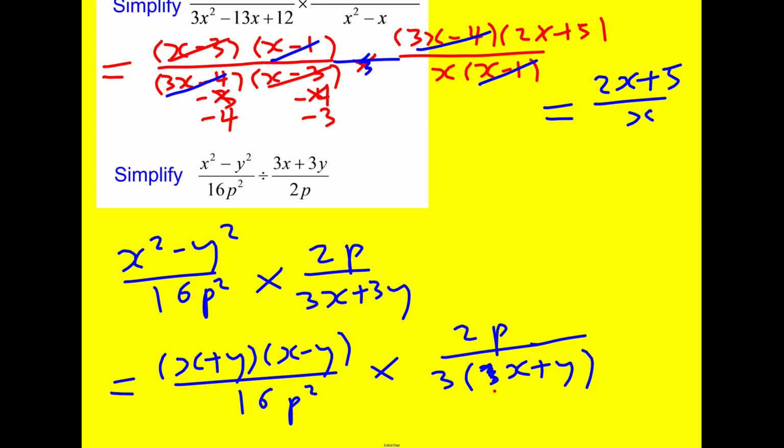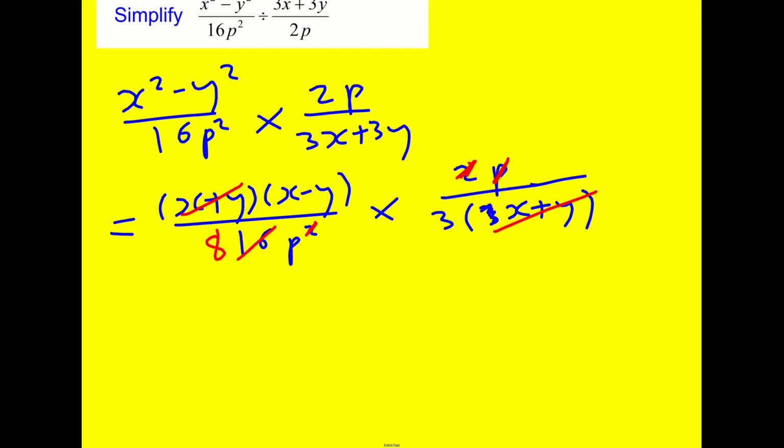So this x plus y will cancel with this x plus y. This p squared will partially cancel with this p, so I can just cross out the p and I can cross out the 2. This 16 and 2, I can cross that 2 out and change this to an 8. This is absolutely fine to do like this, and I would advise it as long as you've got the understanding behind it. And that's going to leave me x minus y divided by 24p, and that is our final answer.